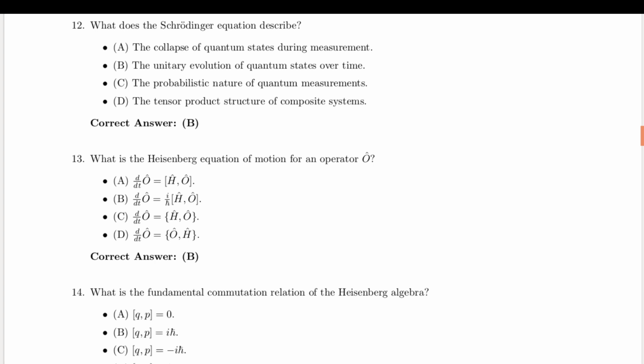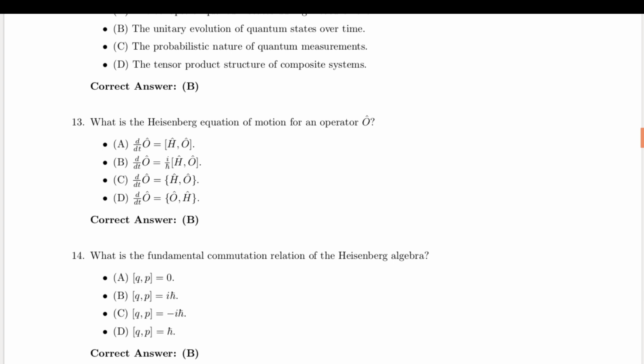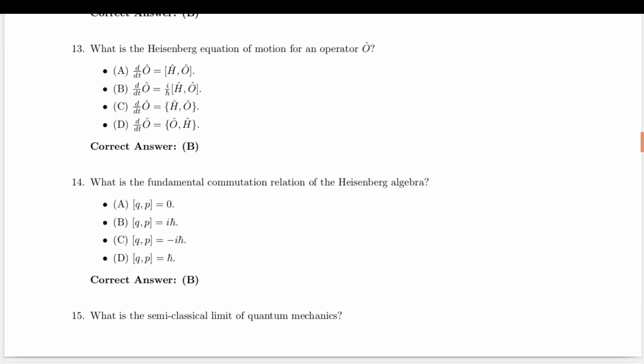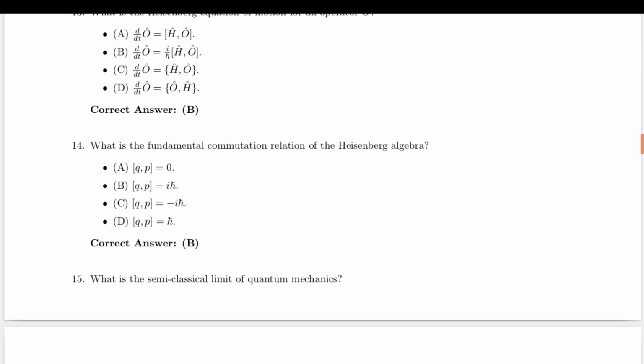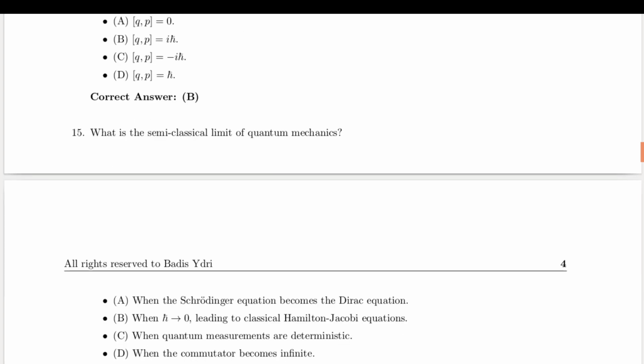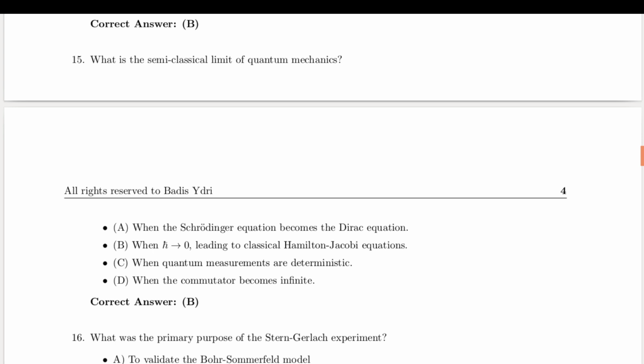Its foundation lies in the Heisenberg algebra, where the commutator of position and momentum is given as the commutator of x and p equals i times h bar. This algebra encodes the structure of quantum mechanics and allows us to transition from classical to quantum mechanics through canonical quantization. Conversely, as h bar approaches 0, quantum mechanics transitions back to classical physics in the semi-classical limit.